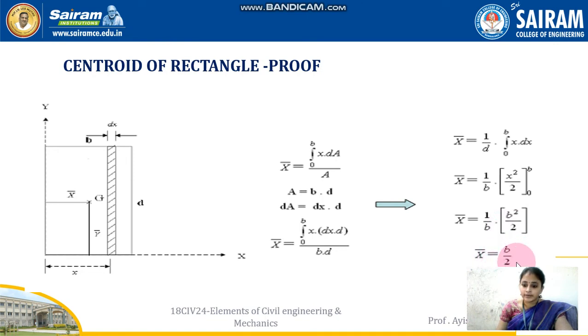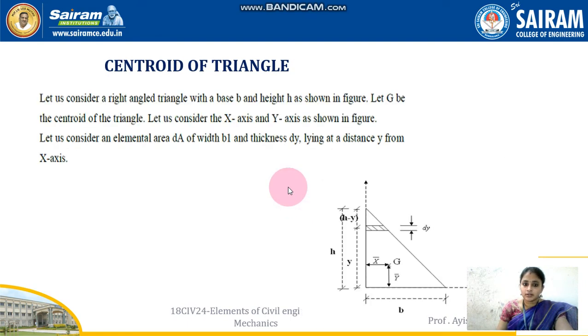As I already said, it's a common figure, so by seeing it you can tell that x bar is b by 2 and y bar is d by 2. But if they are asking for a derivation, you need to derive, and this is the way, right? So we shall go for the next derivation, that is the centroid of a triangle.